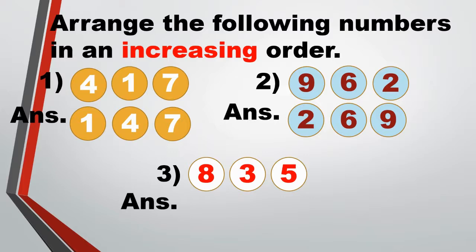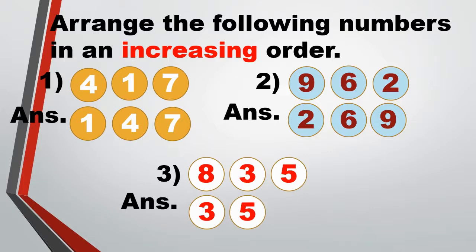We have numbers 8, 3, 5. We have to arrange the numbers from smallest to the greatest order. So, tell me which is the smallest number in this line? Yes, 3. 3 is the smallest number in this line. Which is the next number that will come after 3? Right, 5. 5 comes after 3.